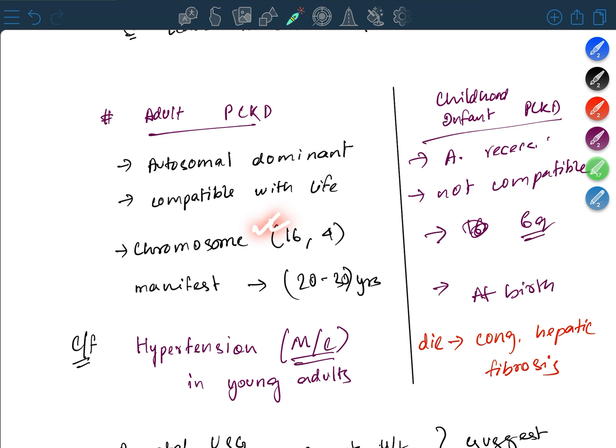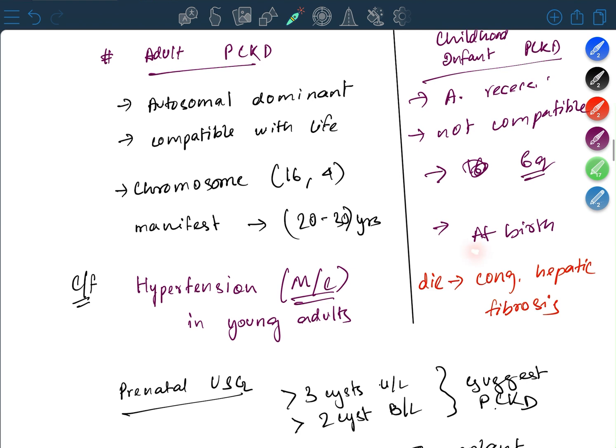This is important. Remember it. See, you can remember this: the adult is bigger, so it is a bigger number, chromosome 16. And the child is small, so the smallest, we remove the 1, we get only the 6.